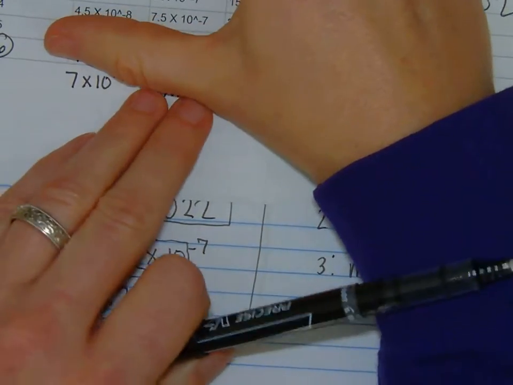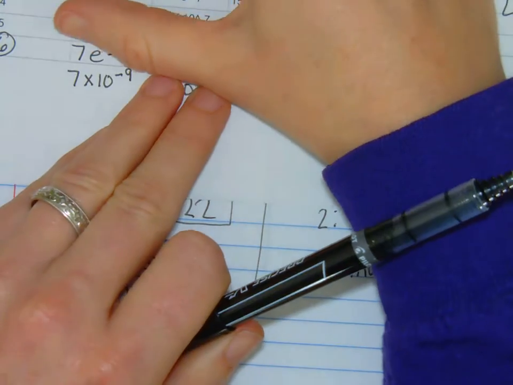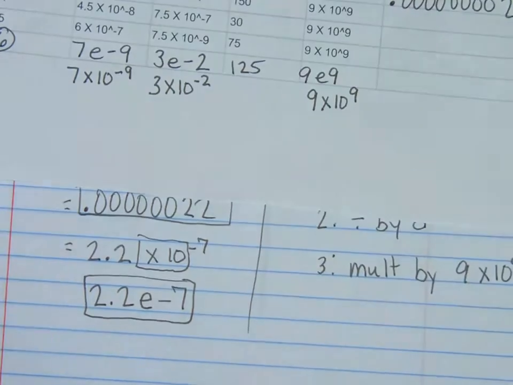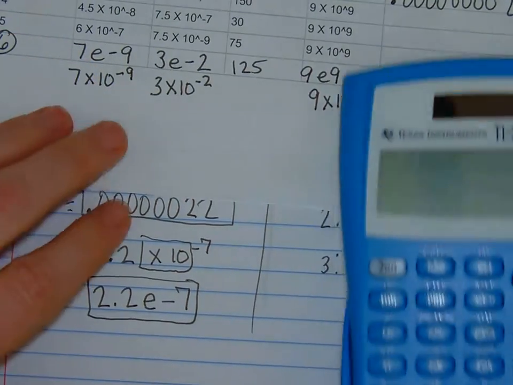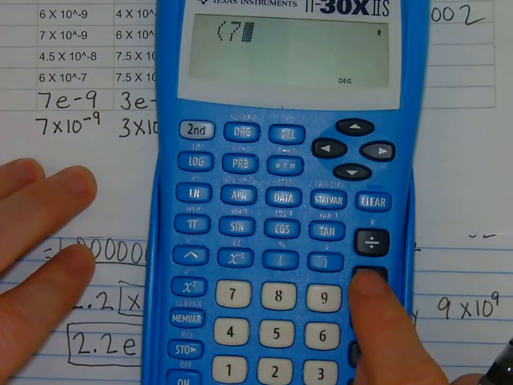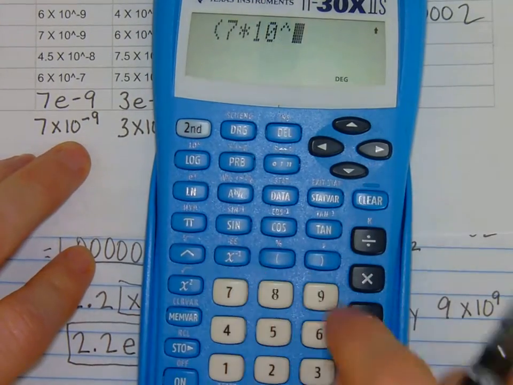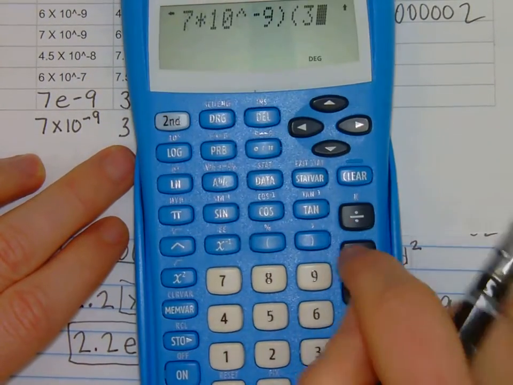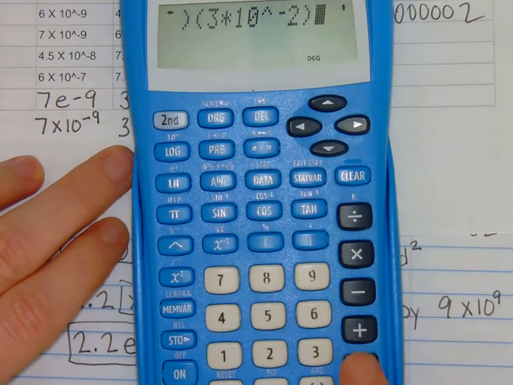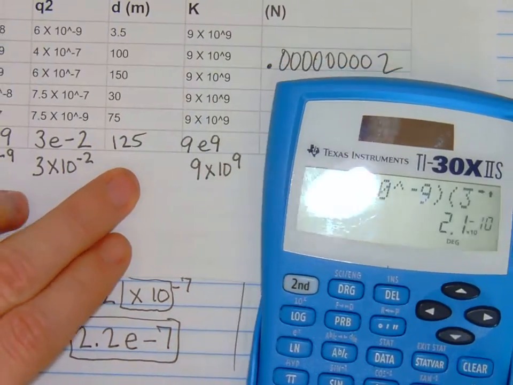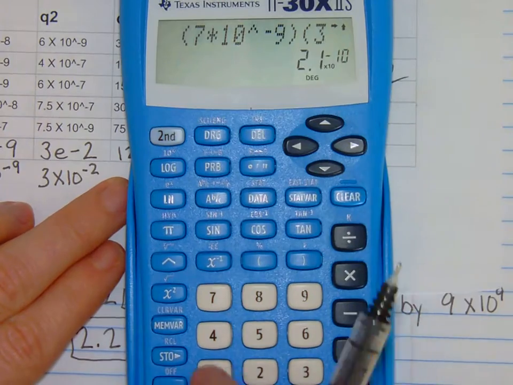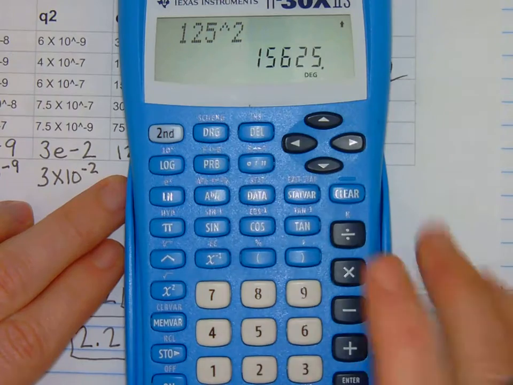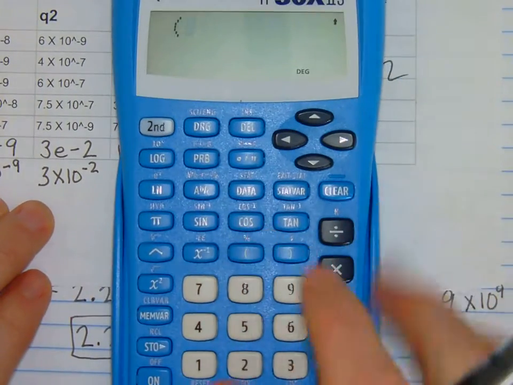So if this ended up being an answer, 7 times 10 to the -9th, you would type it into Moodle as 7E-9. All right, so let's just do this one real quick, just for one extra bit of practice. So it's 7 times 10^-9, multiplied by 3 times 10^-2. We hit enter. We divide it by, second step, 125 squared. I hope that I hit divide. I didn't. All right, I've got to catch up real quick.